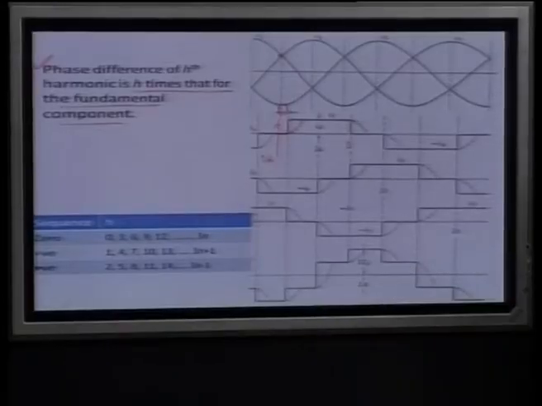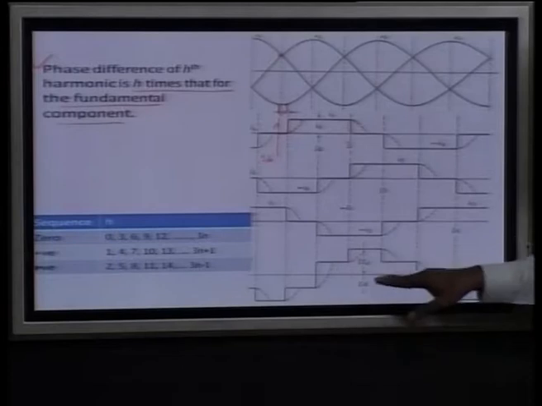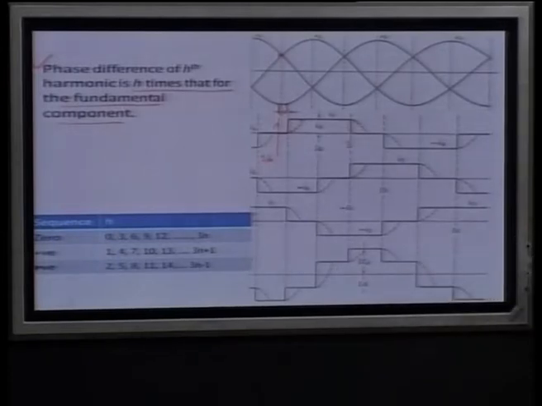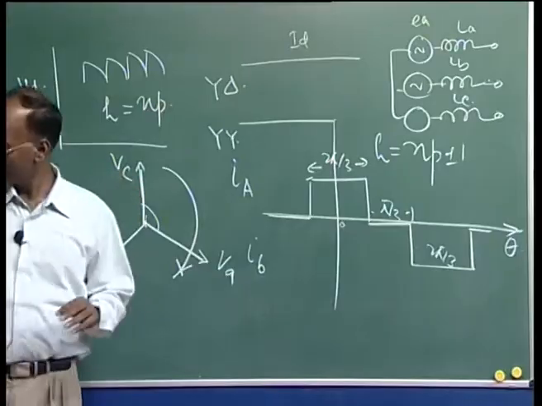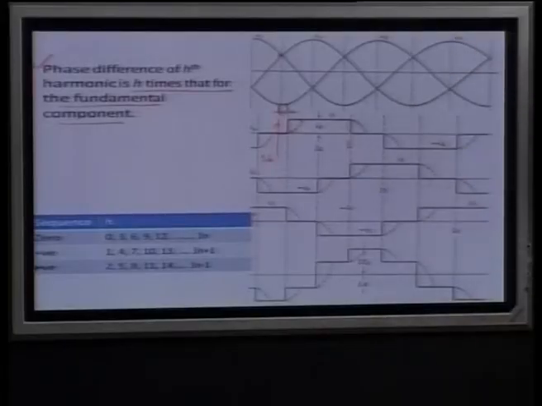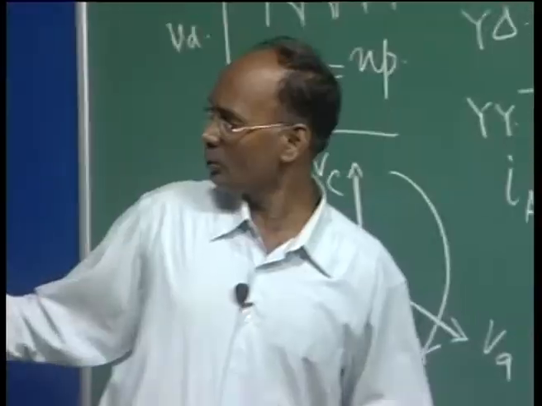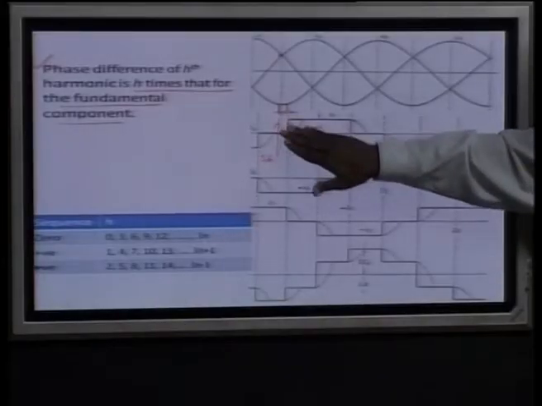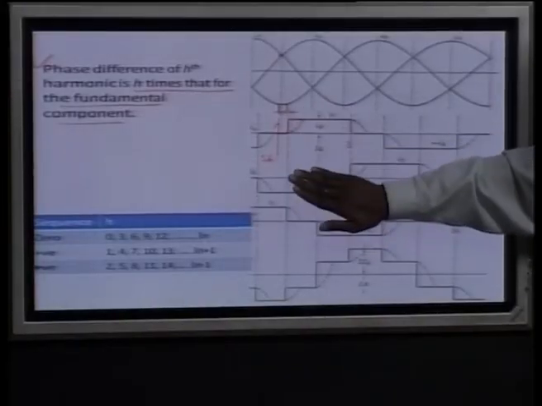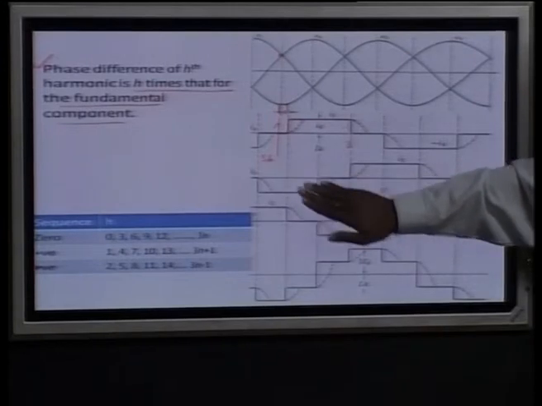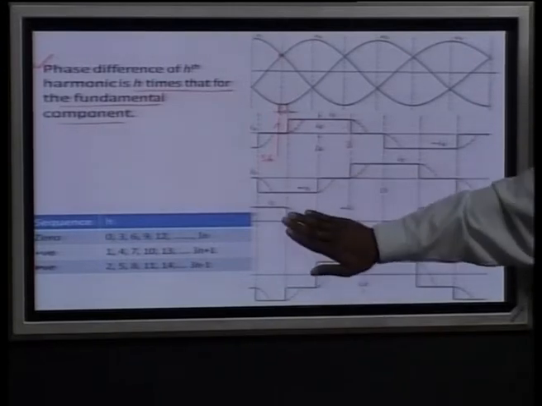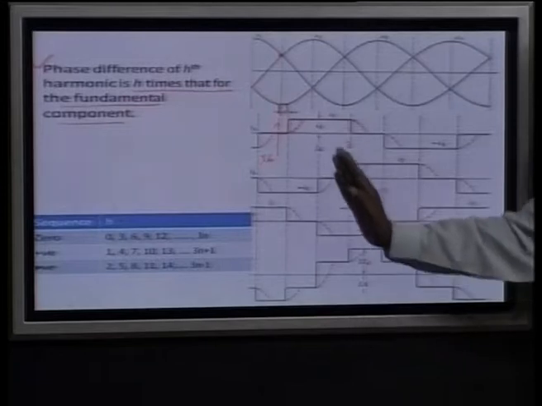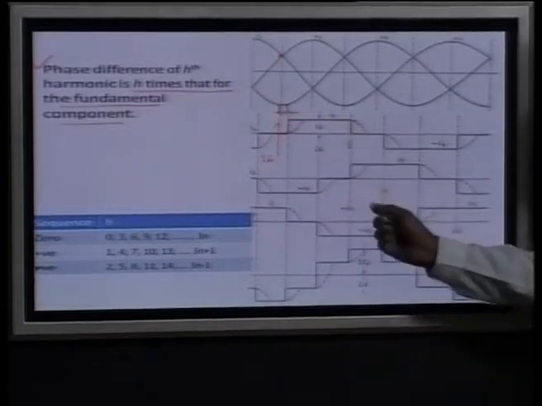Already on this side we have drawn the complete waveshape, and we are going to get it in this fashion. Now, from here we can analyze the harmonic components. Let us suppose this is your phase A current. Similarly, we can have the phase B current here, and then we can have the phase C current here.